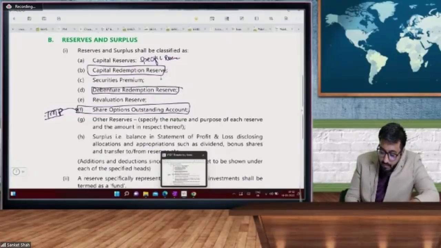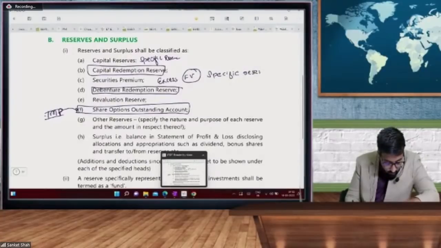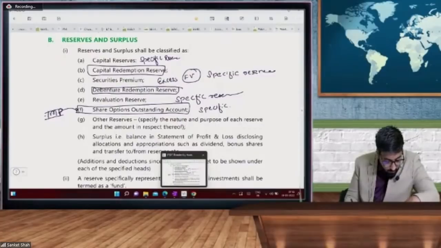Security premium, excess amount than face value. Excess amount than the face value. Security premium is also a specific reserve. Revaluation reserve, specific reserve. Share outstanding, specific. Yes, beta Tanishka, I am getting your answers.